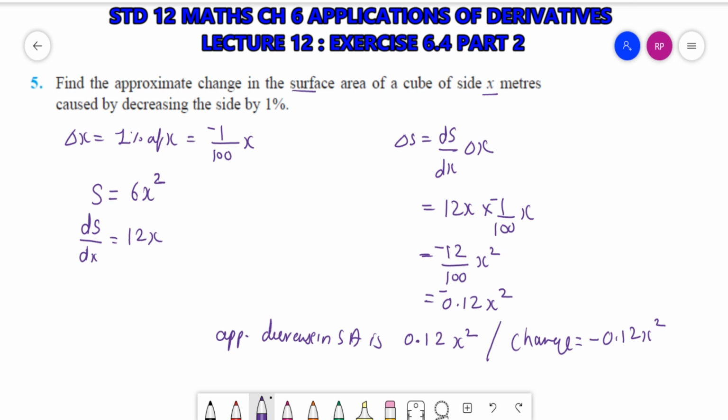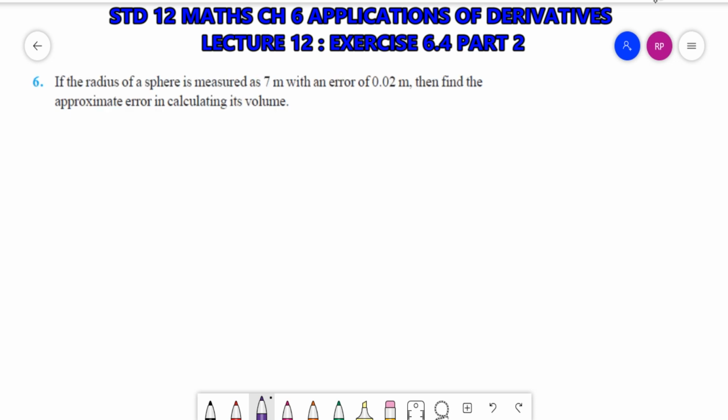Now let's move to the next, that is question number 6. If the radius of a sphere is measured as 7 meter, means r is equal to 7 meter, with an error of 0.02 meter, means error in radius delta r is 0.02 meter. Find the approximate error in calculating the volume. So what is our shortcut we'll use? Delta v will be equal to dv by dr into delta r.